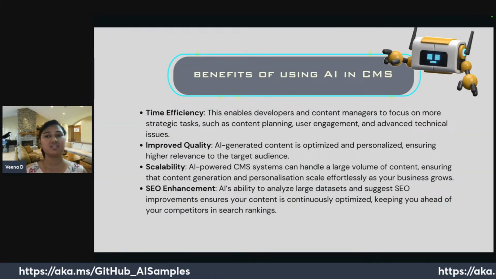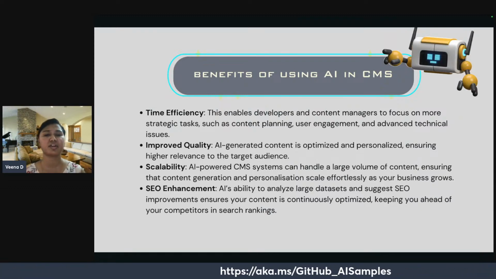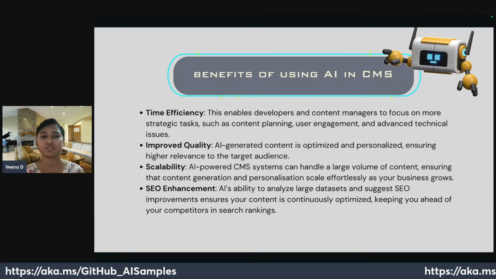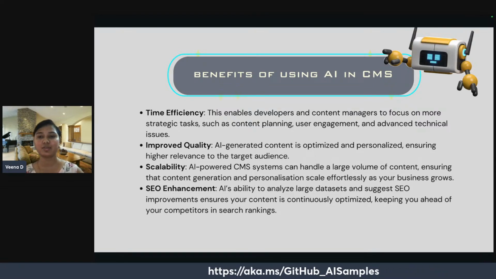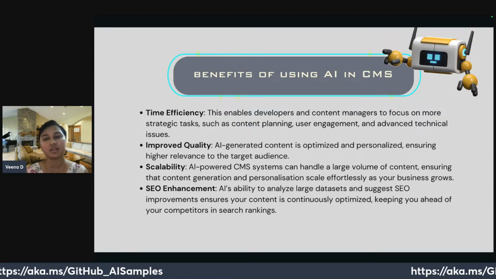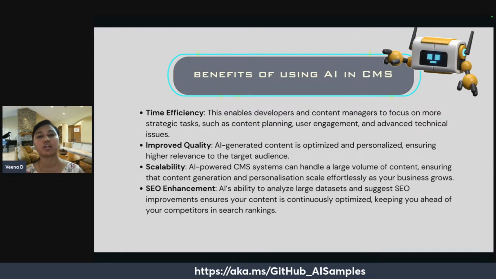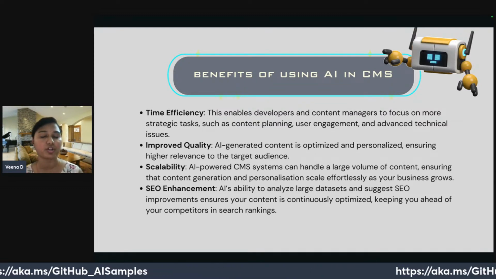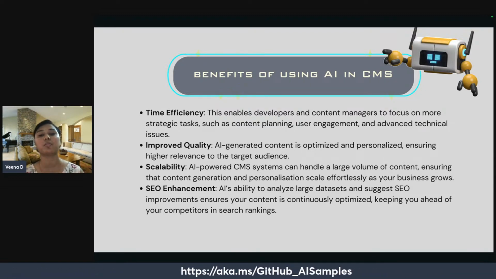Right. So what are the benefits of using AI in CMS? As we already saw in short, this is an elaborated version of why we need AI in CMS. Of course, as we said, it's time efficiency. This will help both developers and content managers focus on strategic tasks rather than content planning altogether, instead of minor things like how each line should go or what the right word should be. We can focus on the bigger picture.